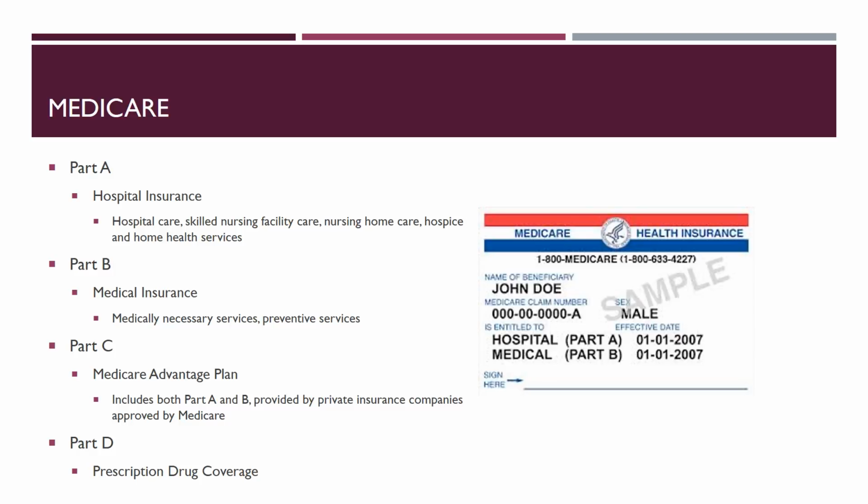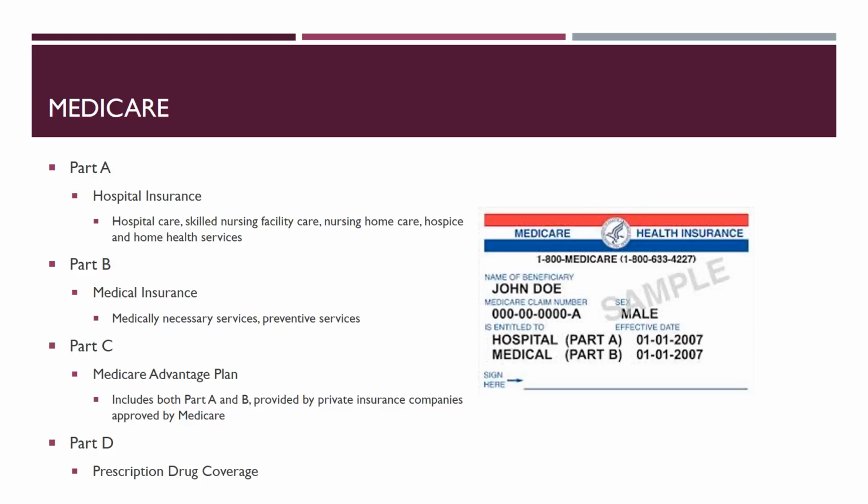Another option for patients is to choose a Medicare Advantage plan, also known as Part C. Part C includes both hospital and medical insurances, or Parts A and B, and is provided by private insurance companies that are approved by Medicare. Part C does require the patient to pay out of pocket to obtain the coverage, and then may require additional out-of-pocket expenses if the care is not in-network.